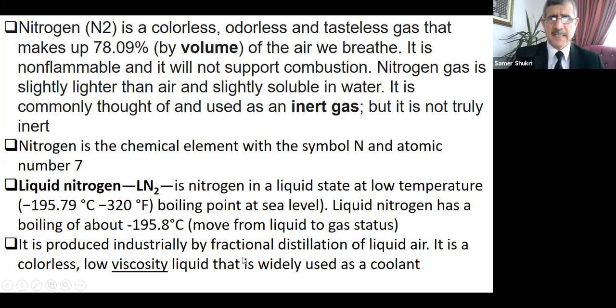Nitrogen has the proportion of 78% of the air volume, so it is lighter than air also. You see, 78% of volume, and it can be extracted from the air, and it is slightly soluble in water. It is an inert gas, it is not dangerous. Nitrogen has atomic number of 7.